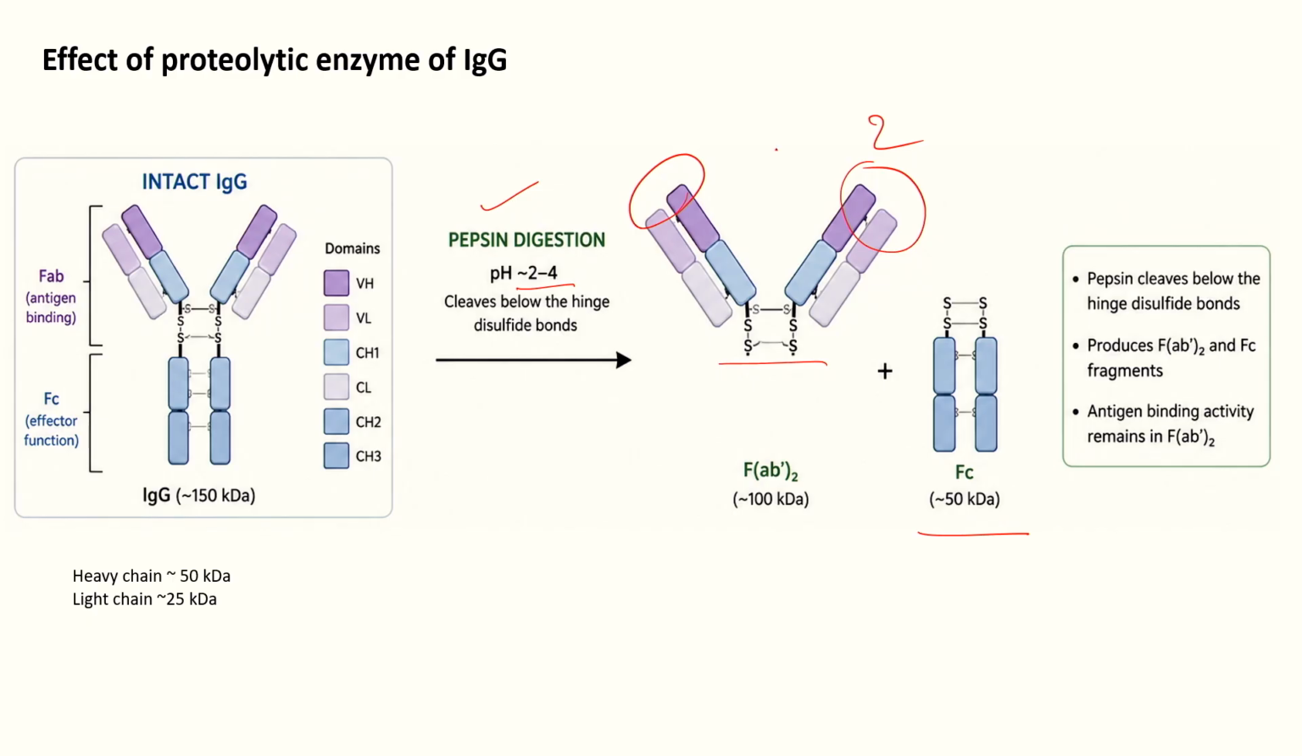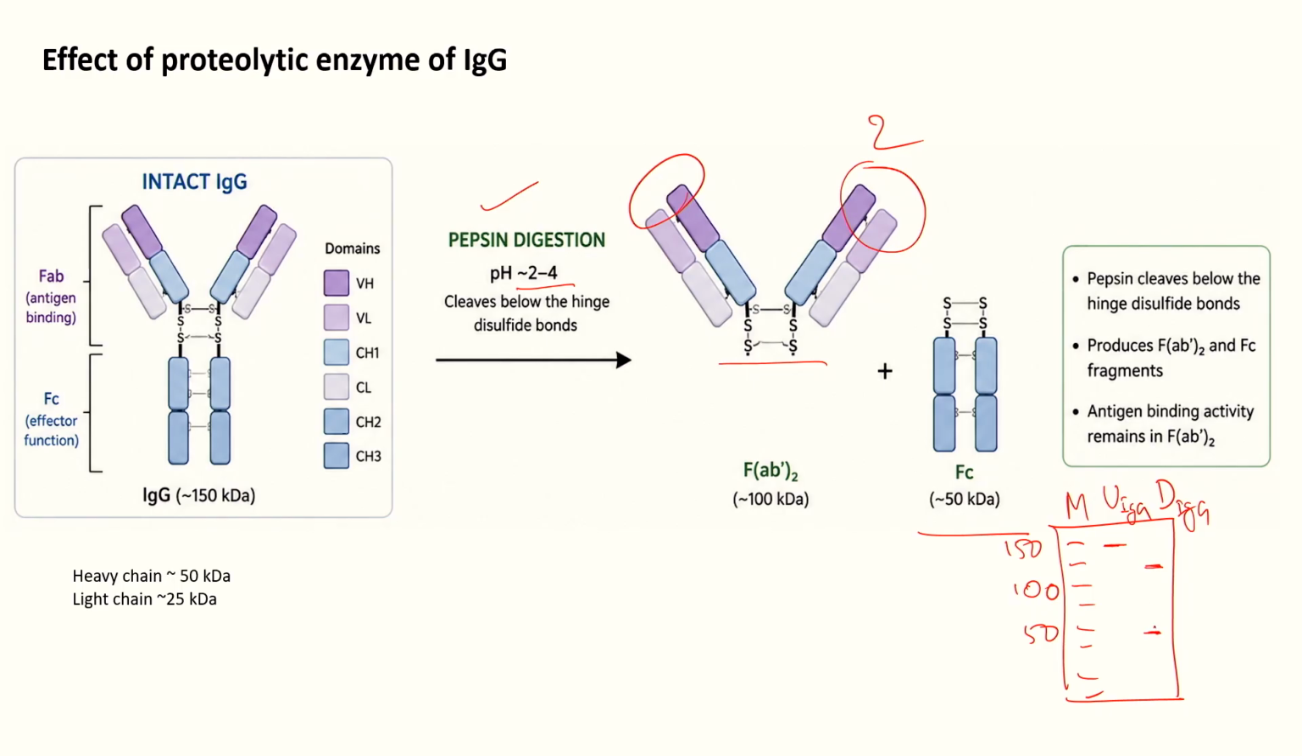Similarly, if we run a gel, exactly the same, this will be a marker, and then we have undigested IgG and digested or cleaved IgG, which will be treated with pepsin at acidic pH. Suppose this is 150 and this is say 100 and this is 50. In the undigested fragment we are getting this 150 band, while in the digested we can get 100 and 150.